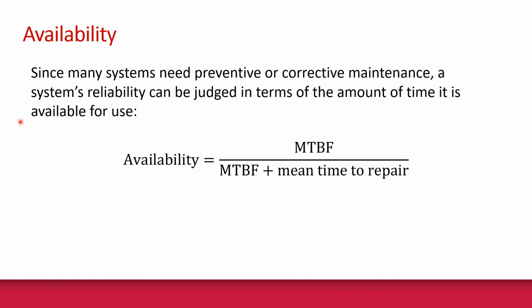Since many systems need periodic maintenance or corrective actions like lubrication, etc., a system's reliability can be judged in terms of the amount of time it is available for use. So this leads us to define a term known as the availability, as the mean time between failures divided by the mean time between failures plus the mean time to repair.